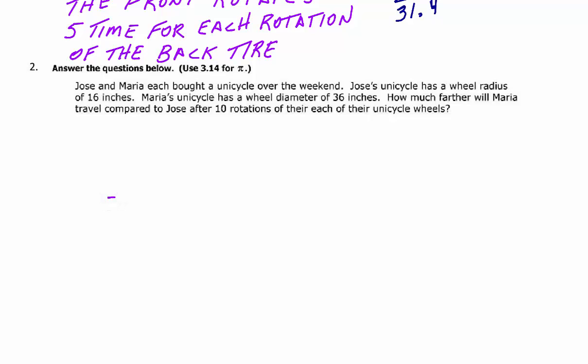So we have to keep this in mind for later, 10 rotations. We're not just going 1 time, we're going 10 times. So, Jose and Maria. Okay, so Jose's unicycle has a radius of 16. So let's get Jose's unicycle here. We're going to draw the wheel of Jose's unicycle. And it has a radius, so from the center out, 16.